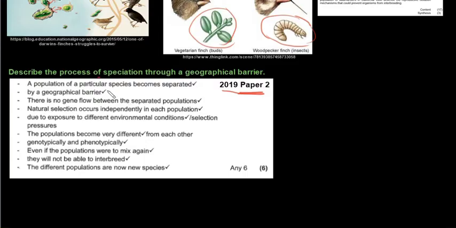So a population of a particular species became separated by a geographical barrier. There was no gene flow between the separated populations, so natural selection occurred independently in each population due to different environmental pressures or selection pressures, and the populations became different from each other, genotypically and phenotypically. Even if the populations were to mix again, they can't interbreed, and they are now new species. So, a straightforward answer, just like it was in your exam guidelines.